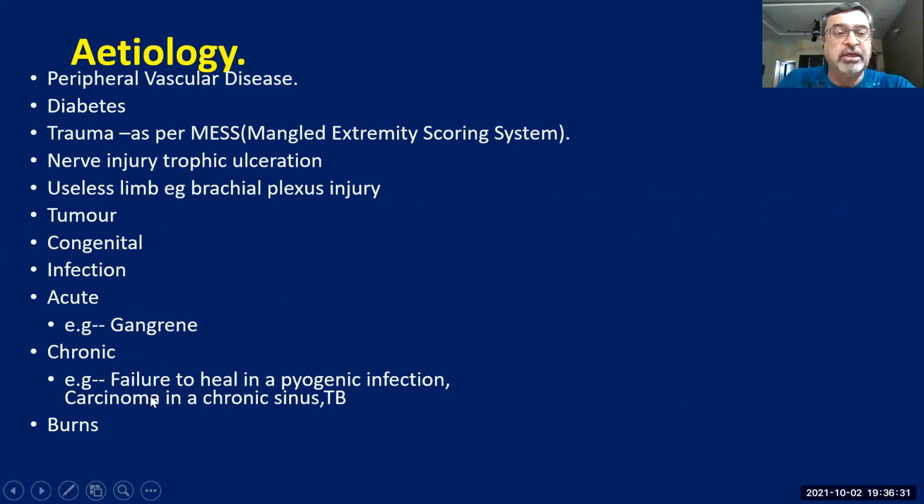What are the etiological factors that lead to amputation? Peripheral vascular disease, diabetes, trauma as per the mangled extremity scoring system, nerve injury, trophic ulcerations, useless limb, for example untreated brachial plexus injury, tumors, congenital conditions, infection, acute gangrene, and chronic, like failure to heal in a pyogenic infection or a carcinoma in a chronic sinus or tuberculosis, which is very rare nowadays, and burns.